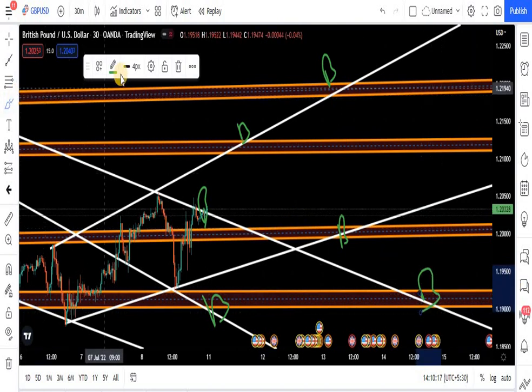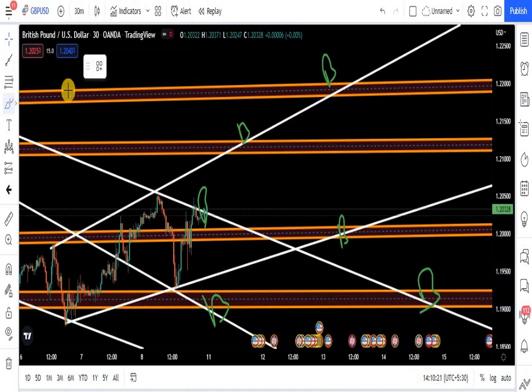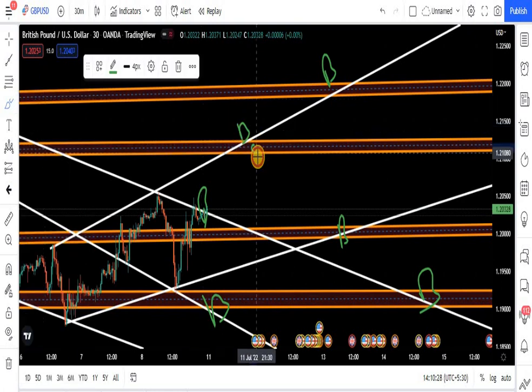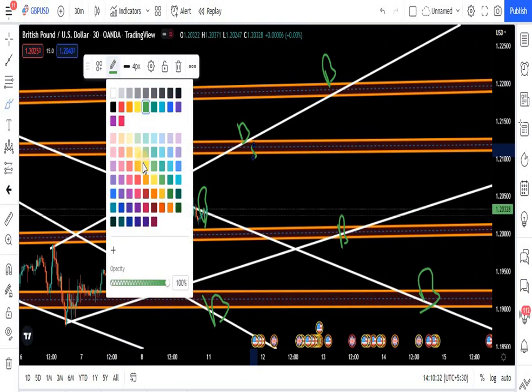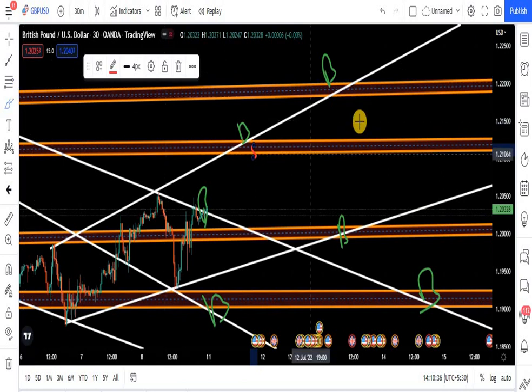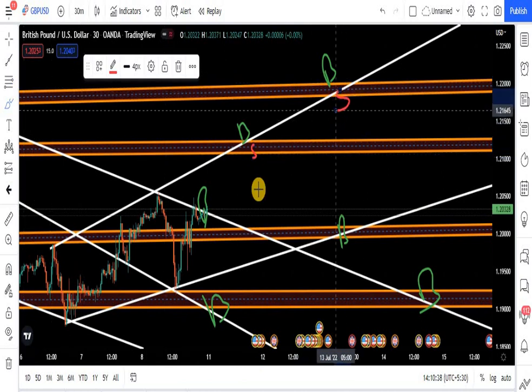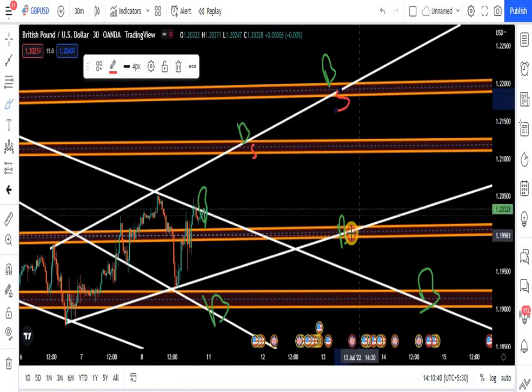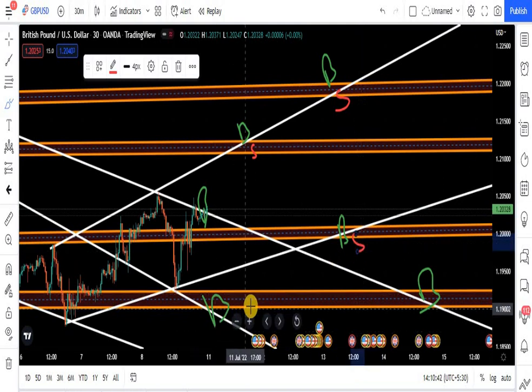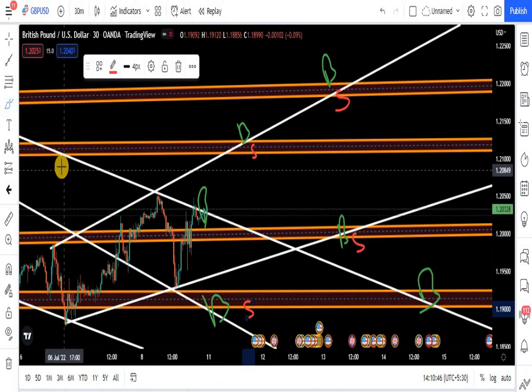Now we mark the sell areas. So where we need to go for sell trades. One is this: if it gets rejection from 1.21200 to 1.21500 in between, we look for sell trades. If it is rejecting this level, we go for sell trades.